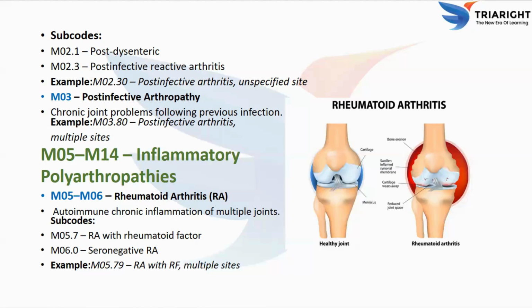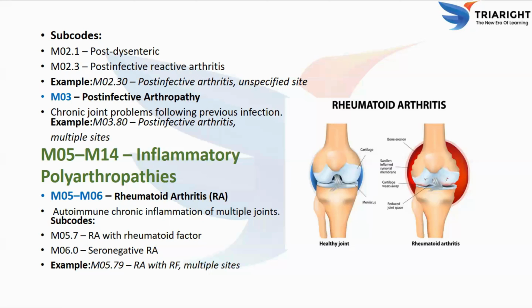So what does this cause? It causes synovial inflammation, cartilage destruction, bone erosion and also joint deformity. So what are the subcodes? M06.0 is for seronegative RA, nothing but RF is absent in the blood test. When we take an example, M05.79 describes rheumatoid arthritis with RF, rheumatoid factor positive, multiple sites.